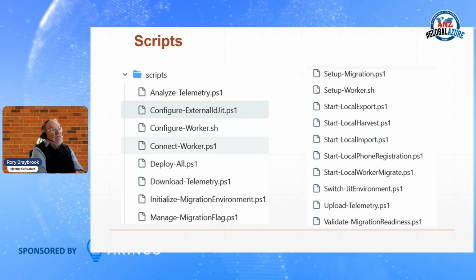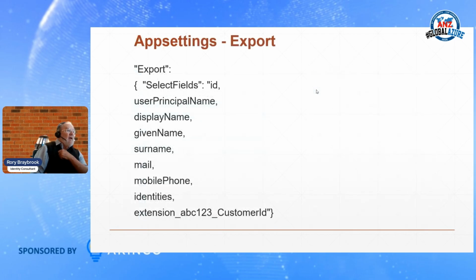And then on the right-hand side, you can see at the top, start local export, local harvest, local import. So those are all the scripts, and it's all PowerShell. So again, you can change it to suit your requirements. So that, yeah, like I said, there's a ton of scripts. And there's a massive appsettings.json. So it has different sections.